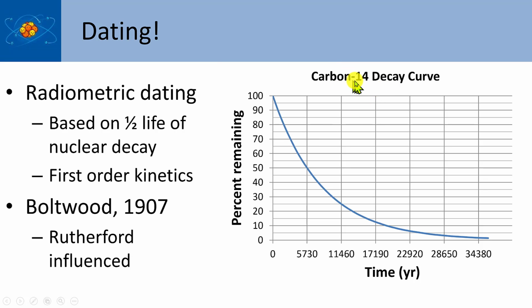And if we can measure the amount of carbon-14 based on a decay curve, or the math behind the decay curve, we can estimate how old an object is if we just know how much carbon-14 it had in its body at some point.